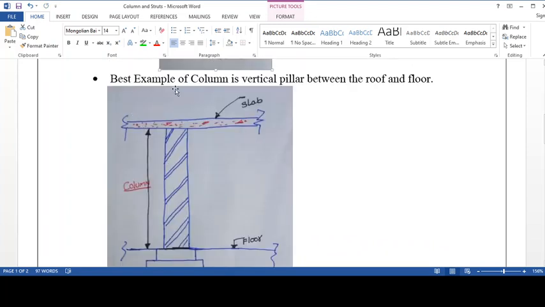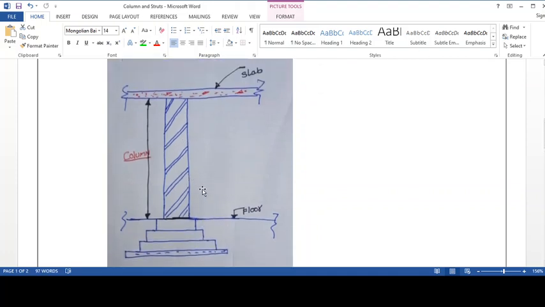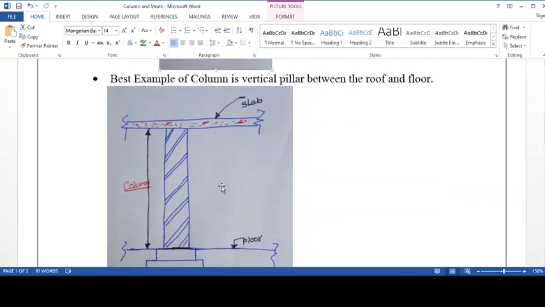The best example of column is a vertical pillar between roof and floor. You see here the roof slab and this is the floor. The vertical pillar between roof slab and floor is known as the column. This is one of the best examples of column.